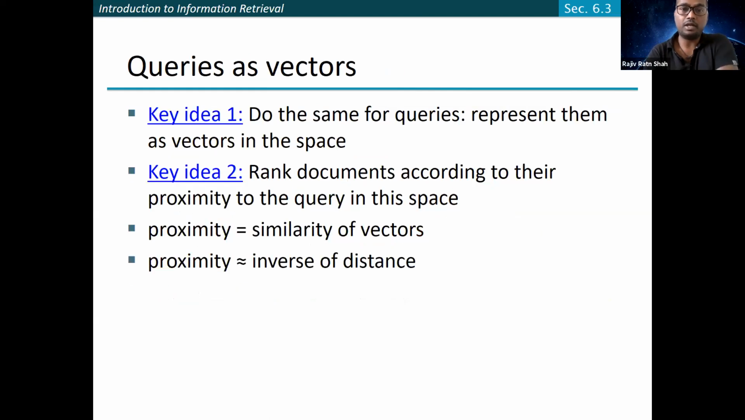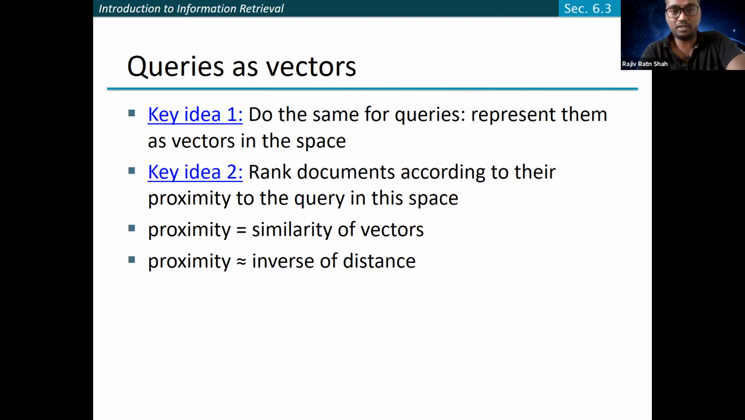Similarly, we have discussed how you can get the relevant documents for a given query. So one possibility could be, how about you treat the query as a shorter document, right? Because usually queries have very few terms. So you can treat the query as a vector as well, by treating it as a smaller document, and you can represent it exactly the same way that you are representing the documents.